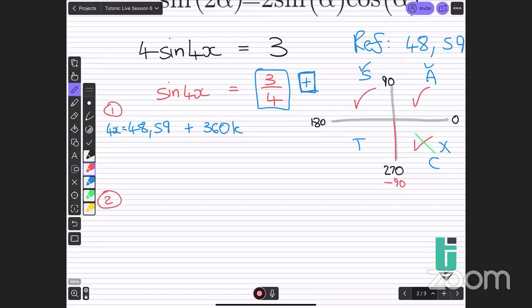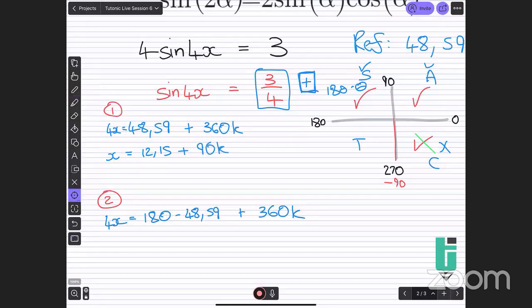So this is your answer for the first quadrant. Now for the second quadrant, what must you do? Must we not solve for x? I'm going to get there, I'm just first writing my equations. So 4x equals, for the second quadrant, 180 minus theta, which was 48.59, plus 360k. Who's going to do this on a calculator? 131.41. Plus 360k. So guys, don't forget to divide this.